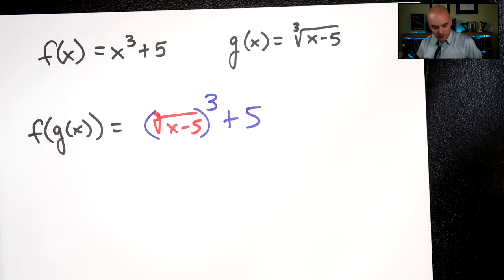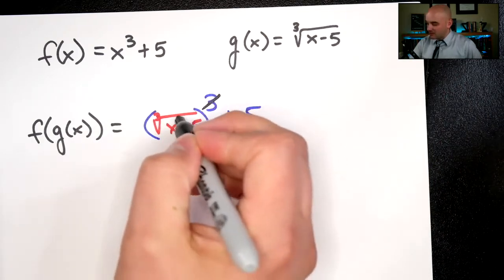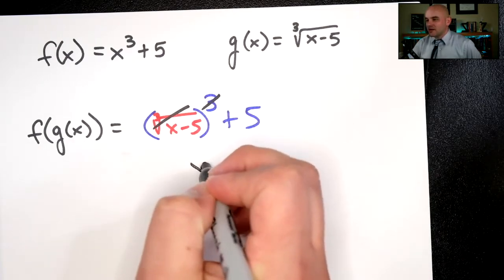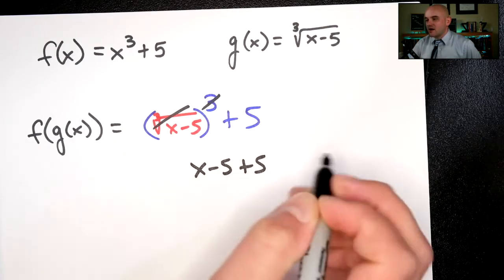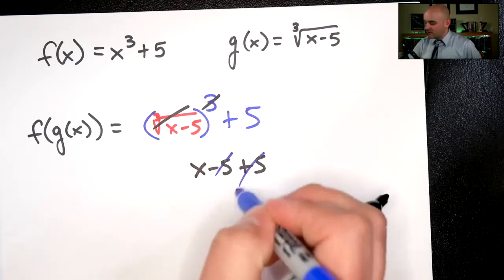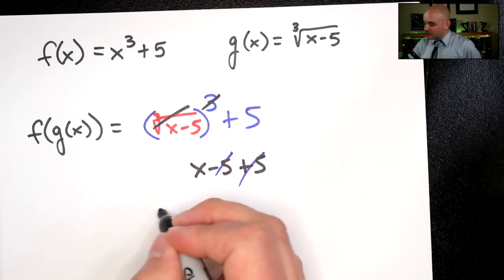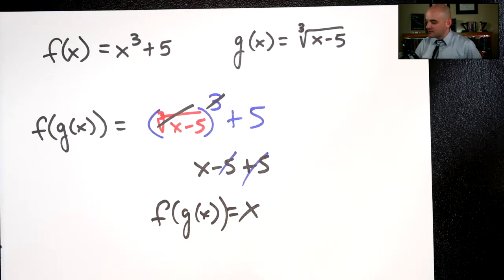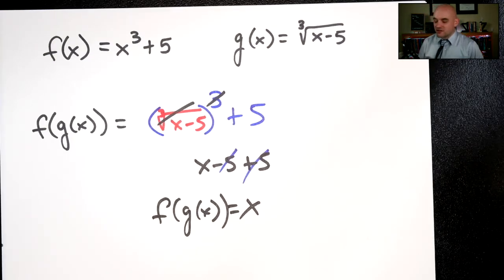Now, cubic root and cube cancel each other out. Why? Because they are inverses to one another. And then I end up with x minus 5 plus 5. Well, subtracting 5 and adding 5 will cancel out. And I'm left with the f of g of x equals x. So yes, they are inverses to one another.